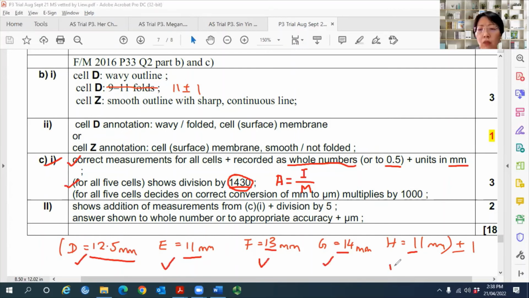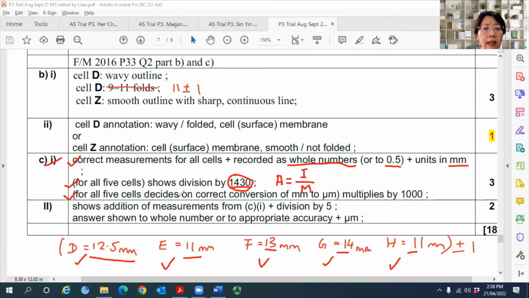Okay. Some students never showed which measurement is which. They only wrote 12.5, 11, 13, 14, 11. Are you asking me to guess which one is which one? If you ask the examiner to guess, I guarantee you get 0 marks. Don't let the examiner guess the answer. It's always 0 marks. You have to indicate very clearly. Okay? So clarity is very important.